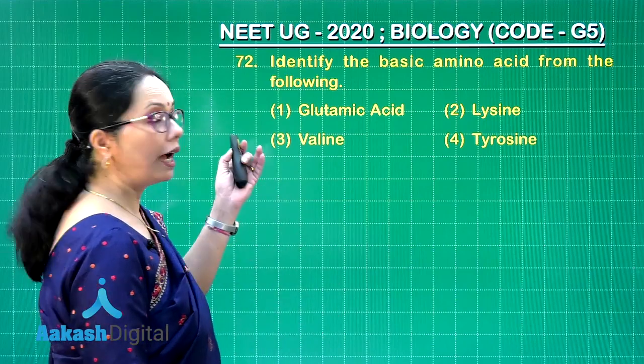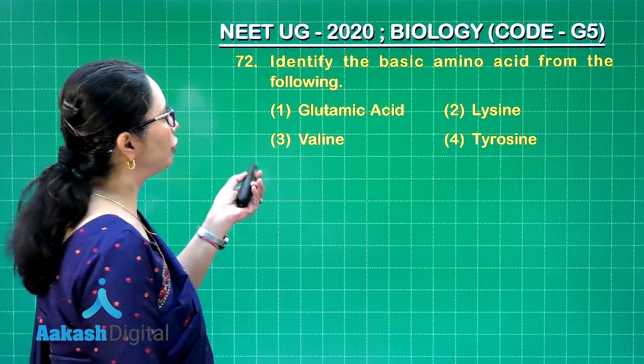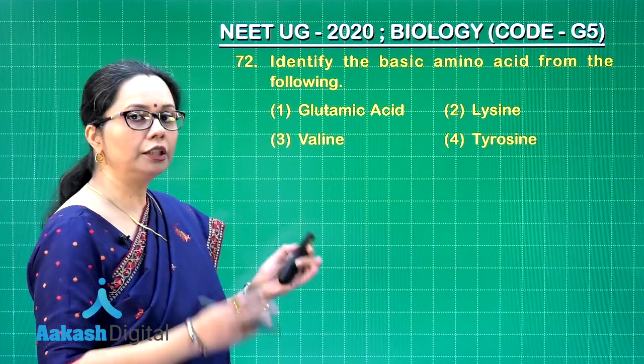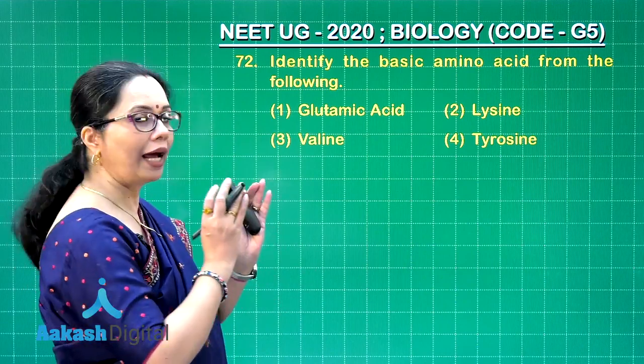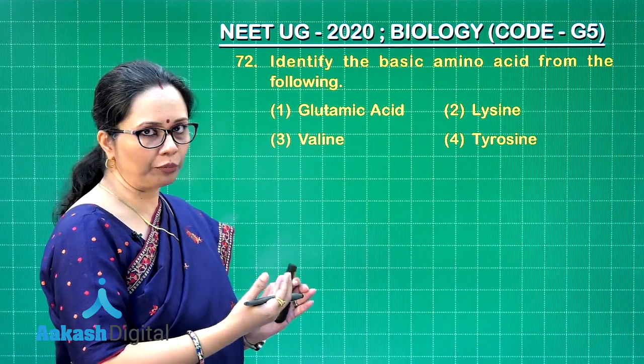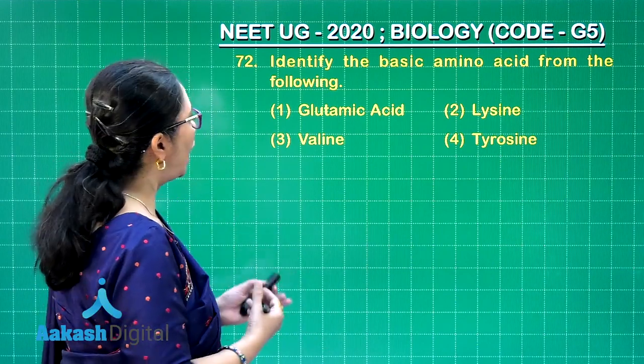So now here we have another question, 72. Identify the basic amino acid from the following. Now out of these you will see glutamic acid. Glutamic acid is an acidic amino acid because it has an extra carboxyl group other than the one which is attached to the alpha carbon.